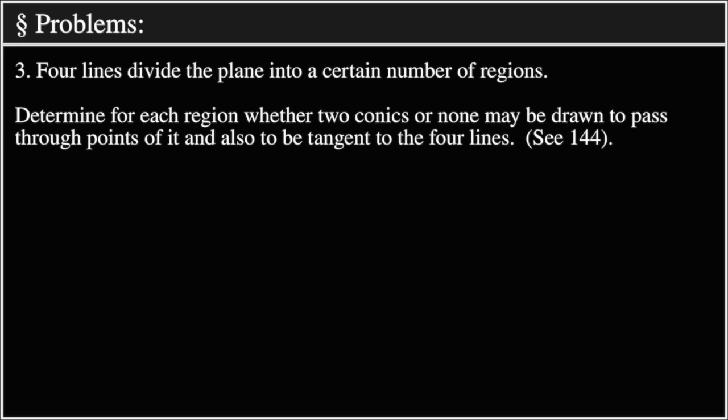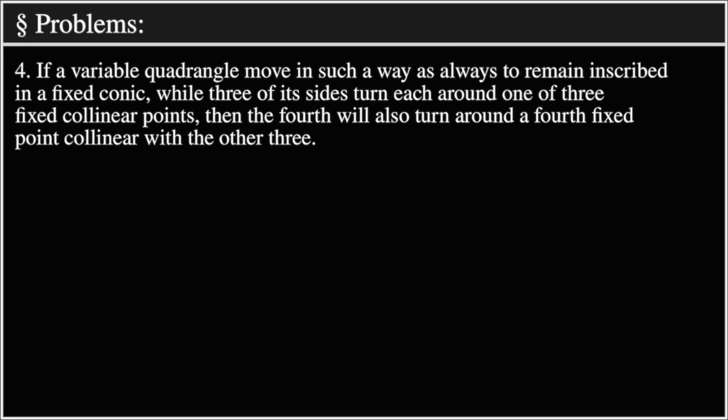3. Four lines divide the plane into a certain number of regions. Determine for each region whether two conics or none may be drawn to pass through the points of it and also to be tangent to the four lines. See section 144. 4. If a variable quadrangle moves in such a way as always to remain inscribed in a fixed conic, while three of its sides turn each around one of three fixed collinear points, then the fourth will also turn around a fourth fixed point collinear with the other three.